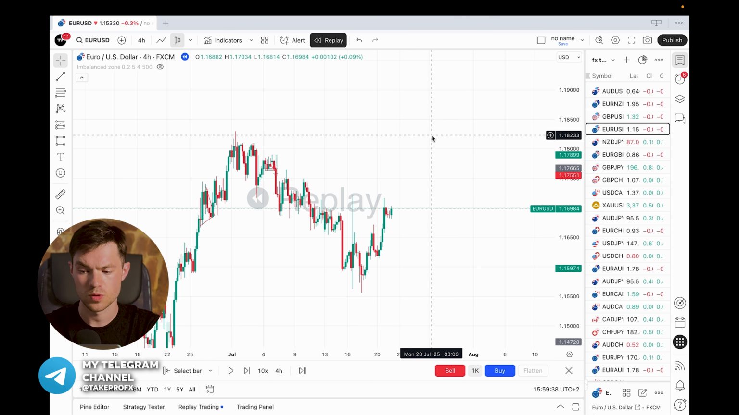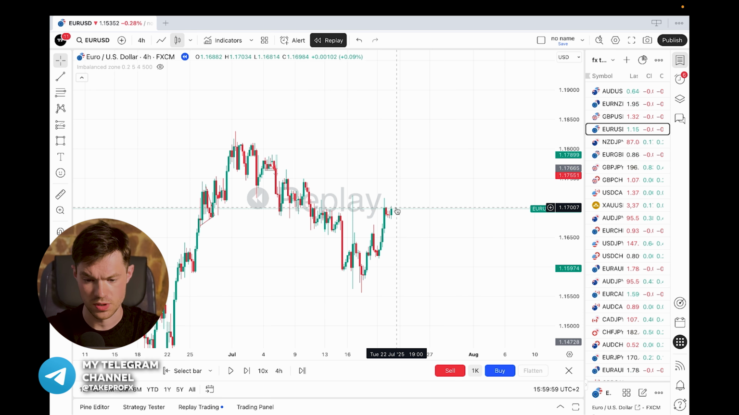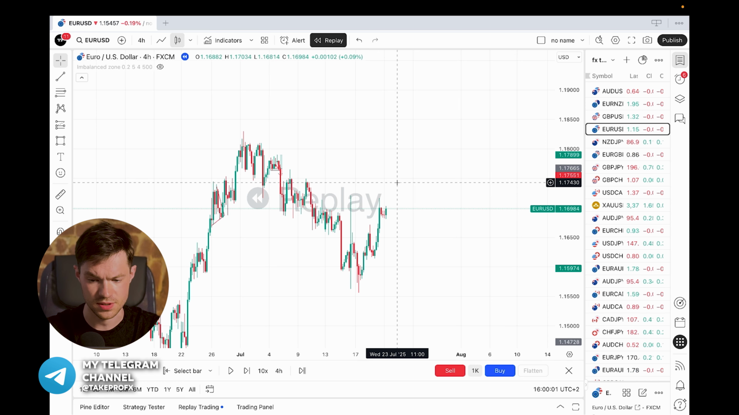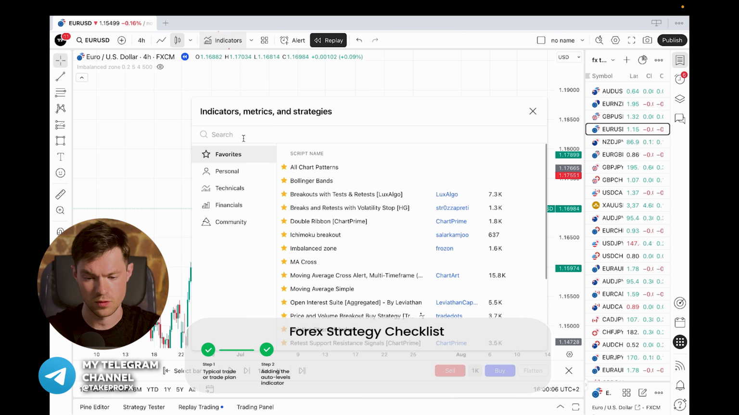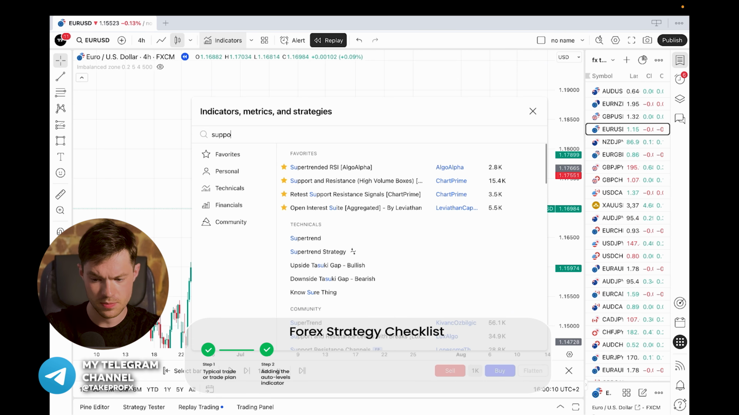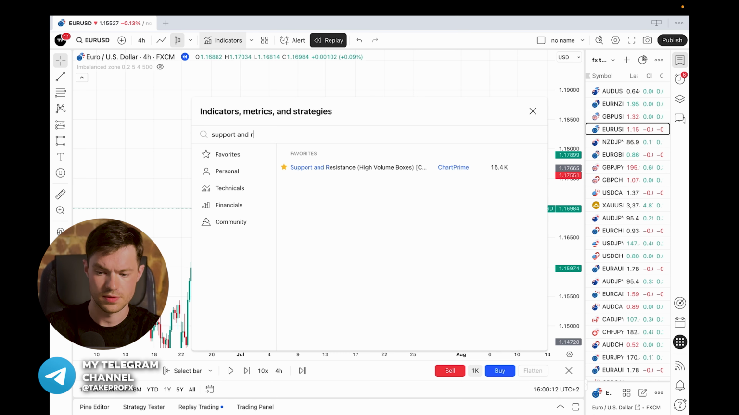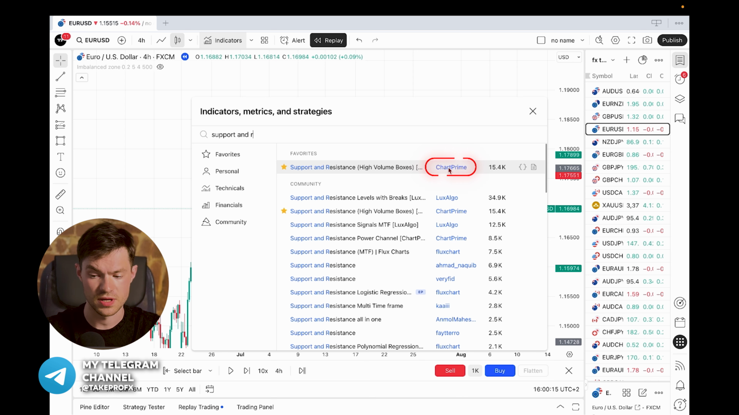So let's move on to one of the first points of our checklist. It is opening a position with a sniper entry point. The first thing we need to do is to identify the zones of interest, and the outer level indicator will help us with this. On the TradingView platform, you go to the indicator panel and write the name, support and resistance. This indicator is from the author Chart Prime.